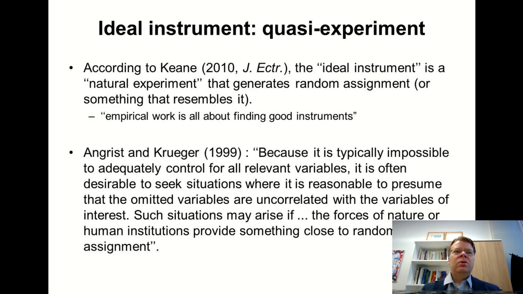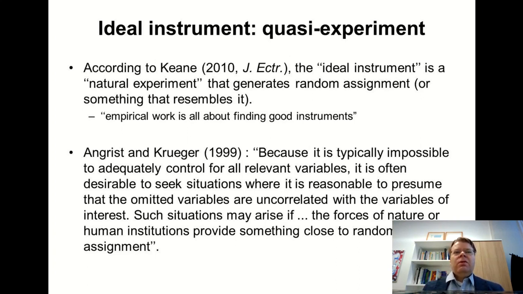I have also another quotation by Angrist and Krueger, who are among the pioneers of this quasi-experiment approach, at least have made it very popular in labor economics particularly. They refer to this kind of omitted variable bias, which is another type of endogeneity problem. They argue that it can be desirable to seek situations where it is reasonable to presume that omitted variables are uncorrelated with the variables of interest. Such situations may arise if the forces of nature or human institutions provide something close to random assignment, meaning something close to a controlled experiment. It's not really a controlled laboratory experiment, but, for example, some policy change or similar situation is like a natural experiment.